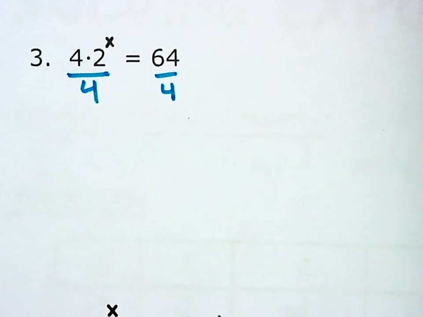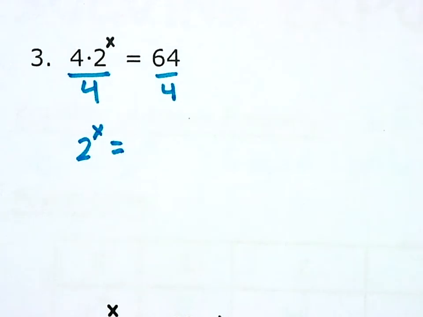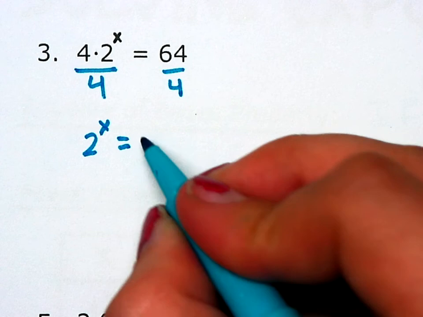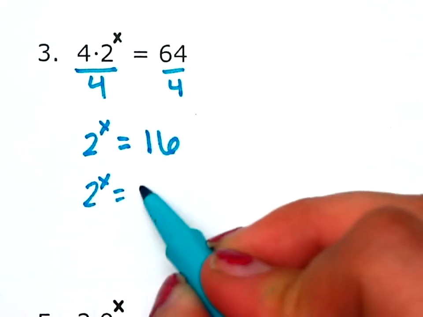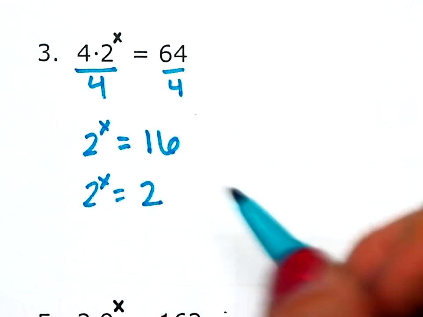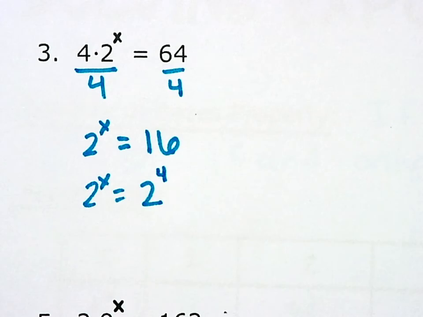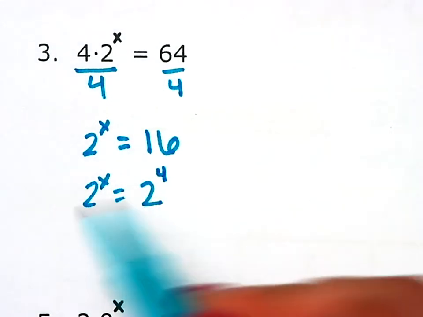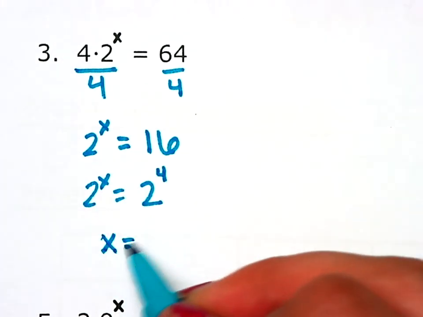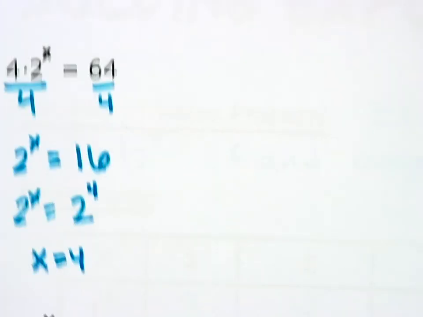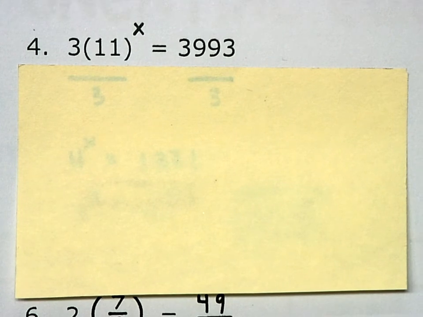Okay, so that leaves me 2 to the x equals, and then 64 divided by 4 is going to give me 16. So I want to ask myself, okay, how can I rewrite 16 as 2 raised to a power? If I look at my table, it looks like 2 to the 4th is going to be 16. So I now have an equation where I can use my equality of bases property to say that x has to equal 4. All right, here's another problem very similar. I'm going to show you the answer in just a second, so go ahead and pause if you're going to try it.